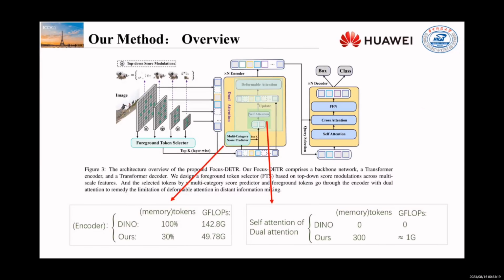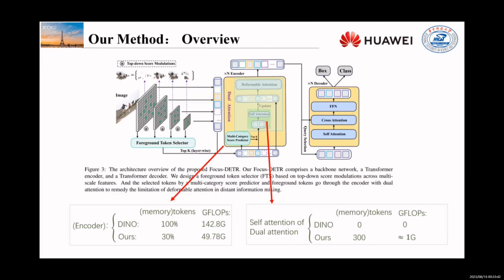Focus DETR comprises a backbone, a dual attention encoder, and a decoder. The backbone, either ResNet or Swin Transformer, generates multi-scale feature maps. We perform foreground token selection before the dual attention encoder using top-down score modulation. This selector identifies foreground tokens, then we use dual attention to enhance long-range interaction among fine-grained tokens.